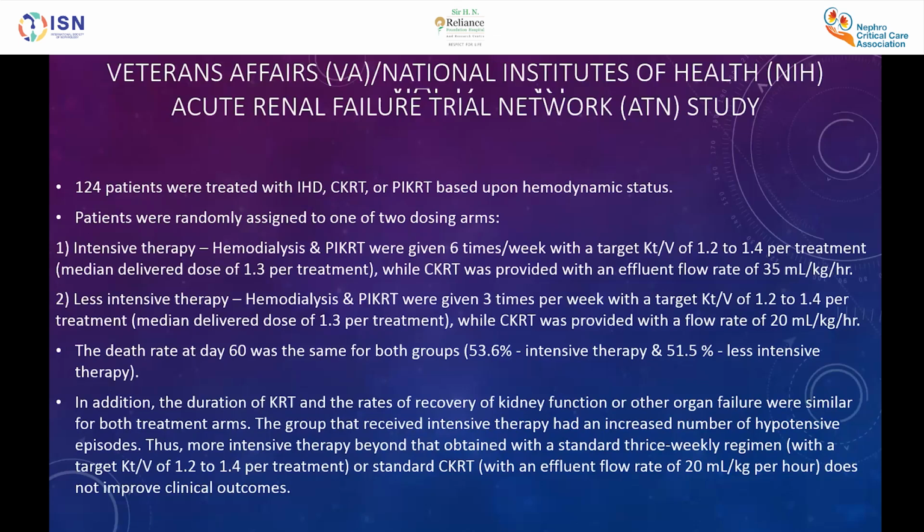In the less intensive therapy, the cycles were given 3 times per week with a target Kt/V of around 1.2 to 1.4 per treatment, while CRRT was provided with a flow rate of 20 ml per kg per hour. The death rate at day 60 was the same for both groups, around 53.6% for the intensive therapy and 51.5% for the less intensive therapy. In addition, the duration of RRT and the rates of recovery of kidney function or other organ failure were similar for both treatment arms.